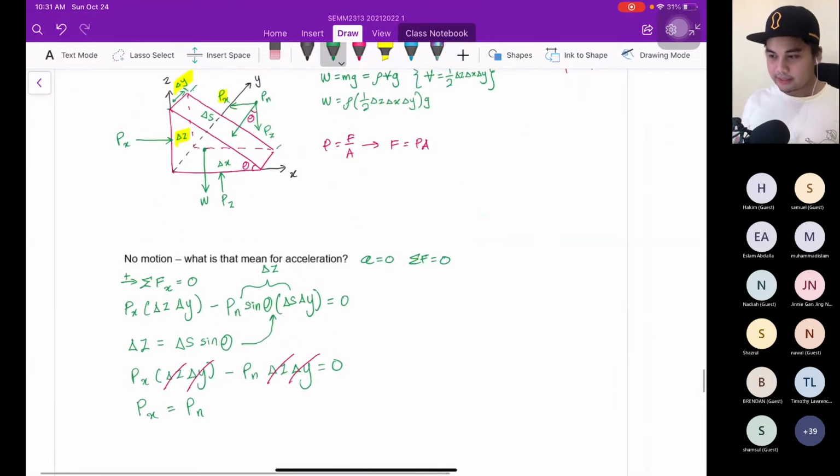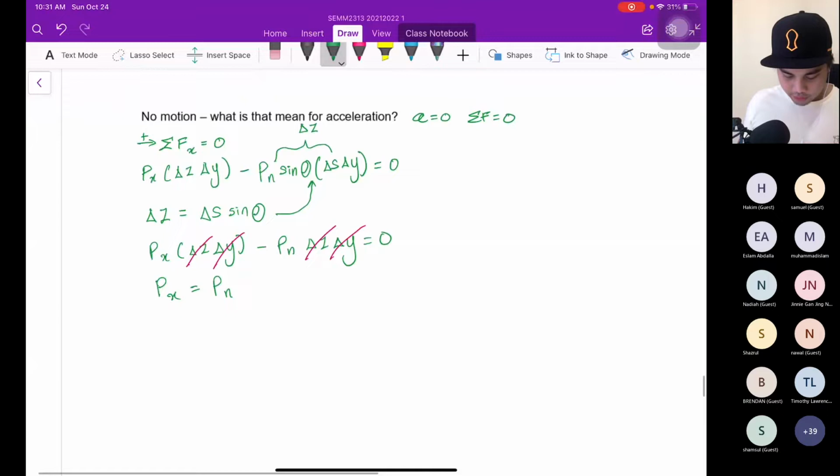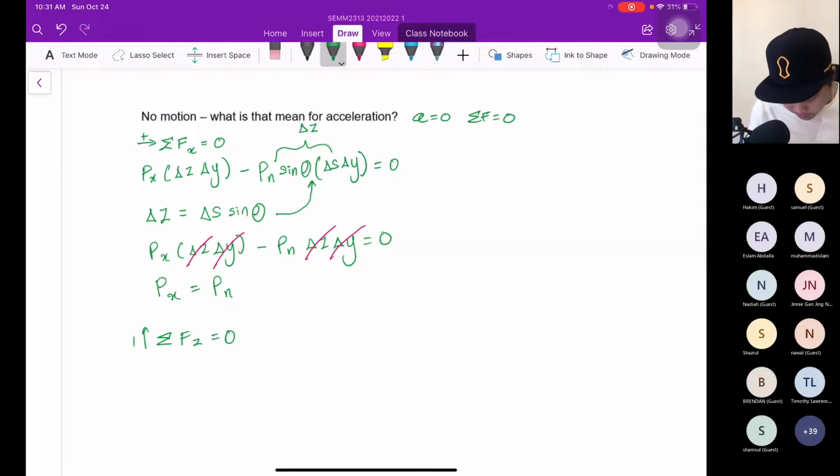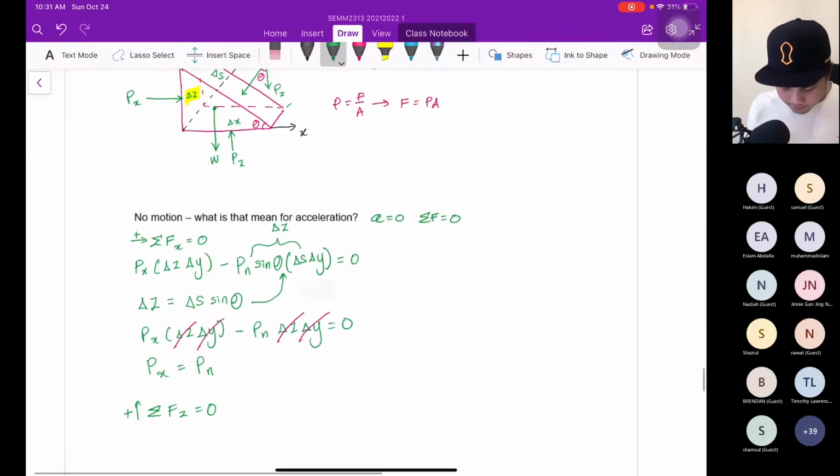The pressure, that means the pressure in x direction is all the same. Pn, Pn, Pn. There is no difference. Okay. So now let's move on to the force in the z direction equal to 0. We try to put this arrow positive to the right, positive to the top. Okay. So what's the force involved?